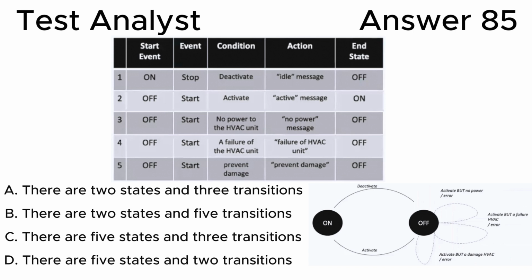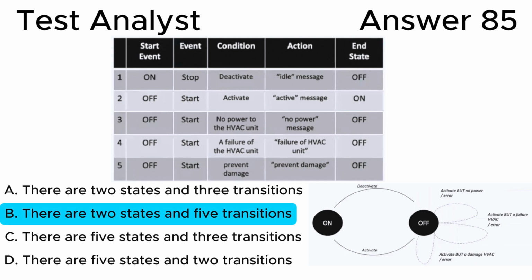Transition 4 is start event from off state to off state. Condition is a failure of the HVAC unit. Action is failure message. Transition 5 is start event from off state to off state. Condition is prevent damage to the HVAC unit. Action is prevent damage message. So the correct answer is B. There are 2 states and 5 transitions.